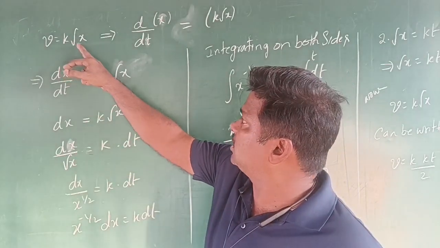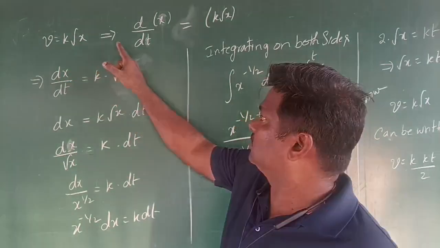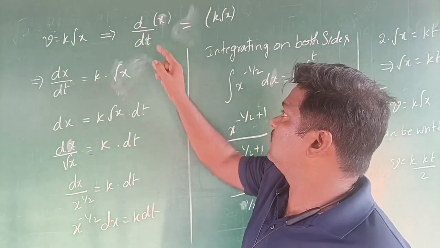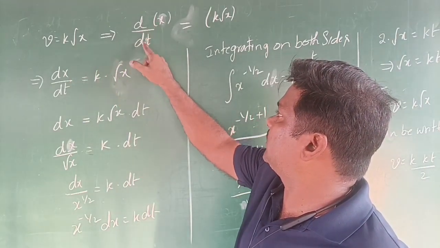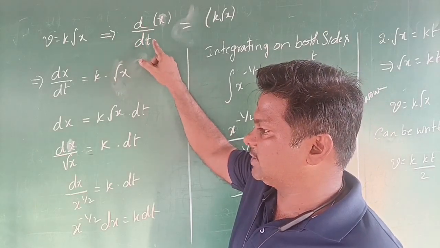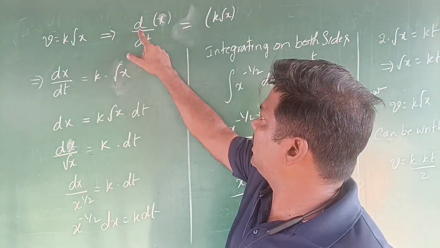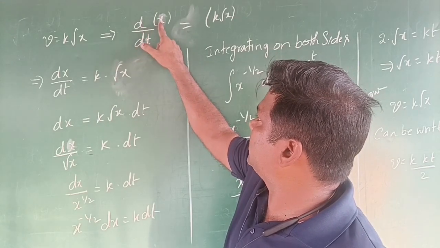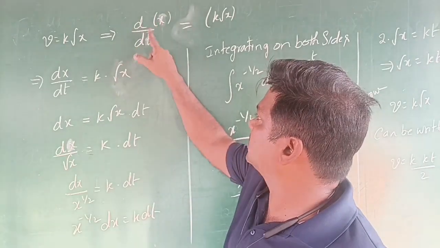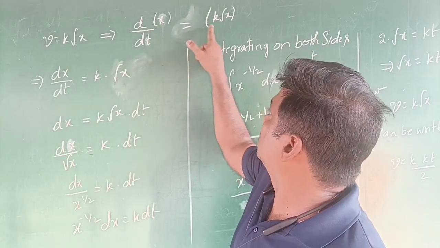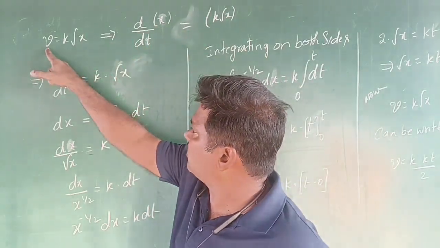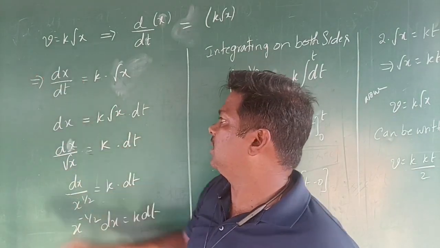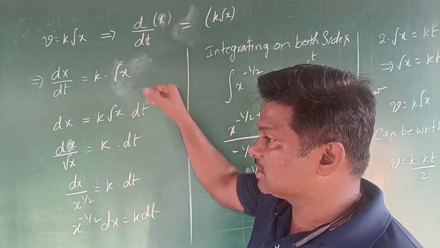V is equal to k into root x. What is v? We all know that velocity is equal to displacement with respect to time. That can be written like this: dx by dt, differentiation of displacement with respect to time, dx by dt is equal to k root x. Instead of writing v, we are writing here dx by dt. Now come on to the simplification.